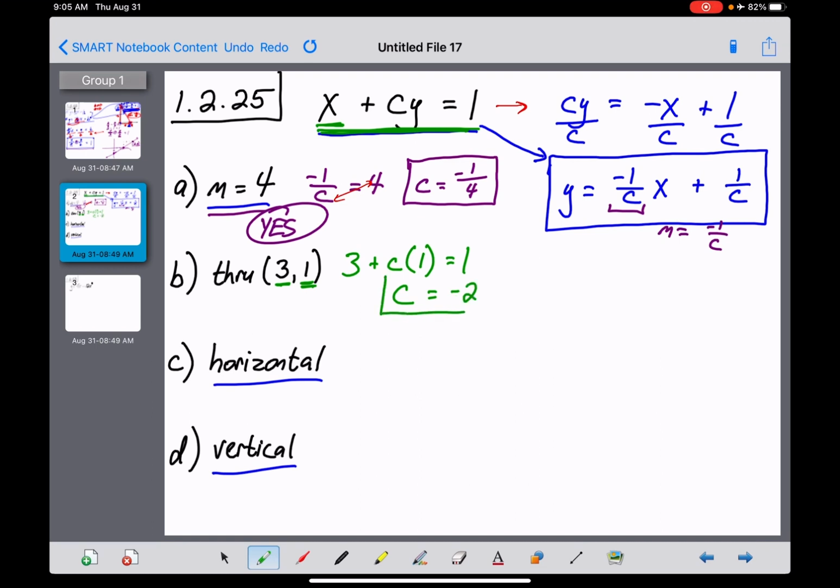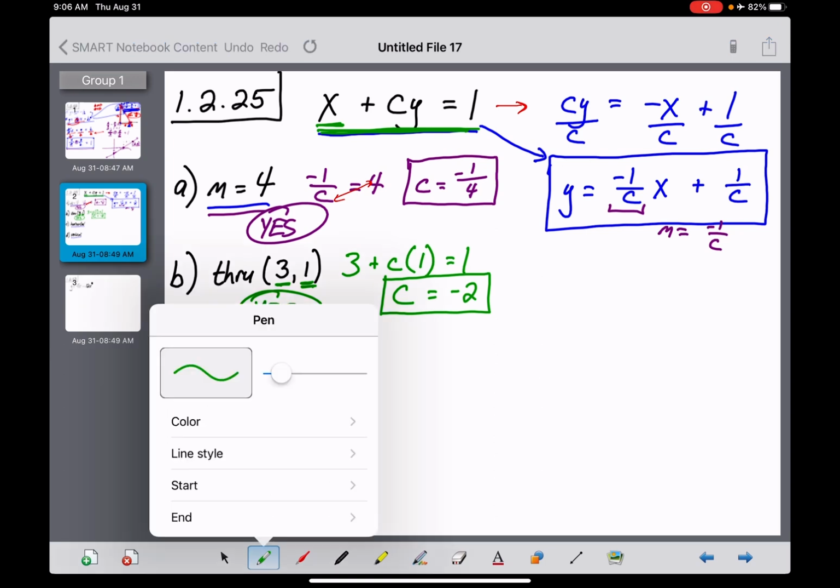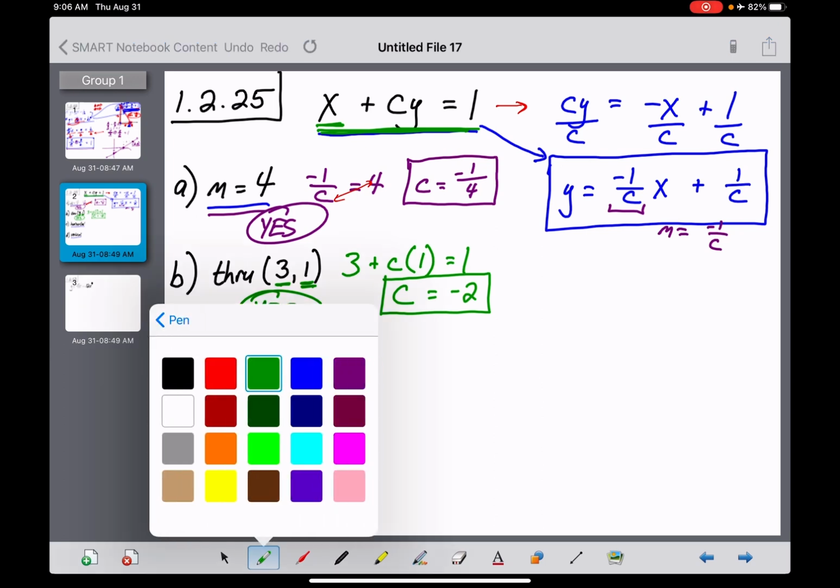So if I have found a value of c that makes this work, then the answer here for B is yes as well. So 2 for 2 so far. Let's see what happens here in the third part. I'll switch back to purple right here.